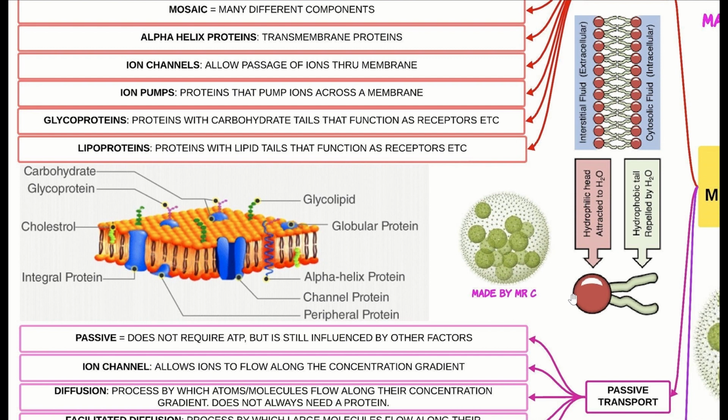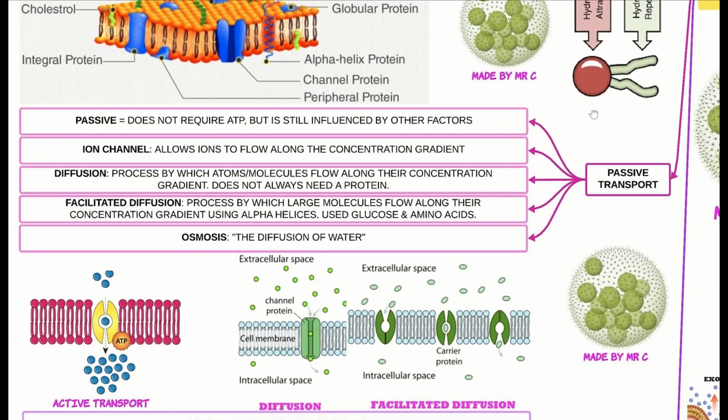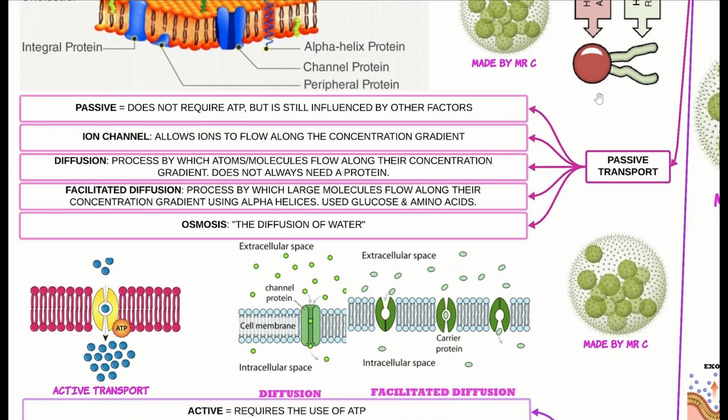All right, as we move down, the first type of transport is called passive transport, and it does not require ATP, but is still influenced by other factors such as temperature and surface area to volume ratio. Examples of passive movement include ion channels that allow ions to flow along their concentration gradient either into or out of a cell. It also allows for diffusion to take place.